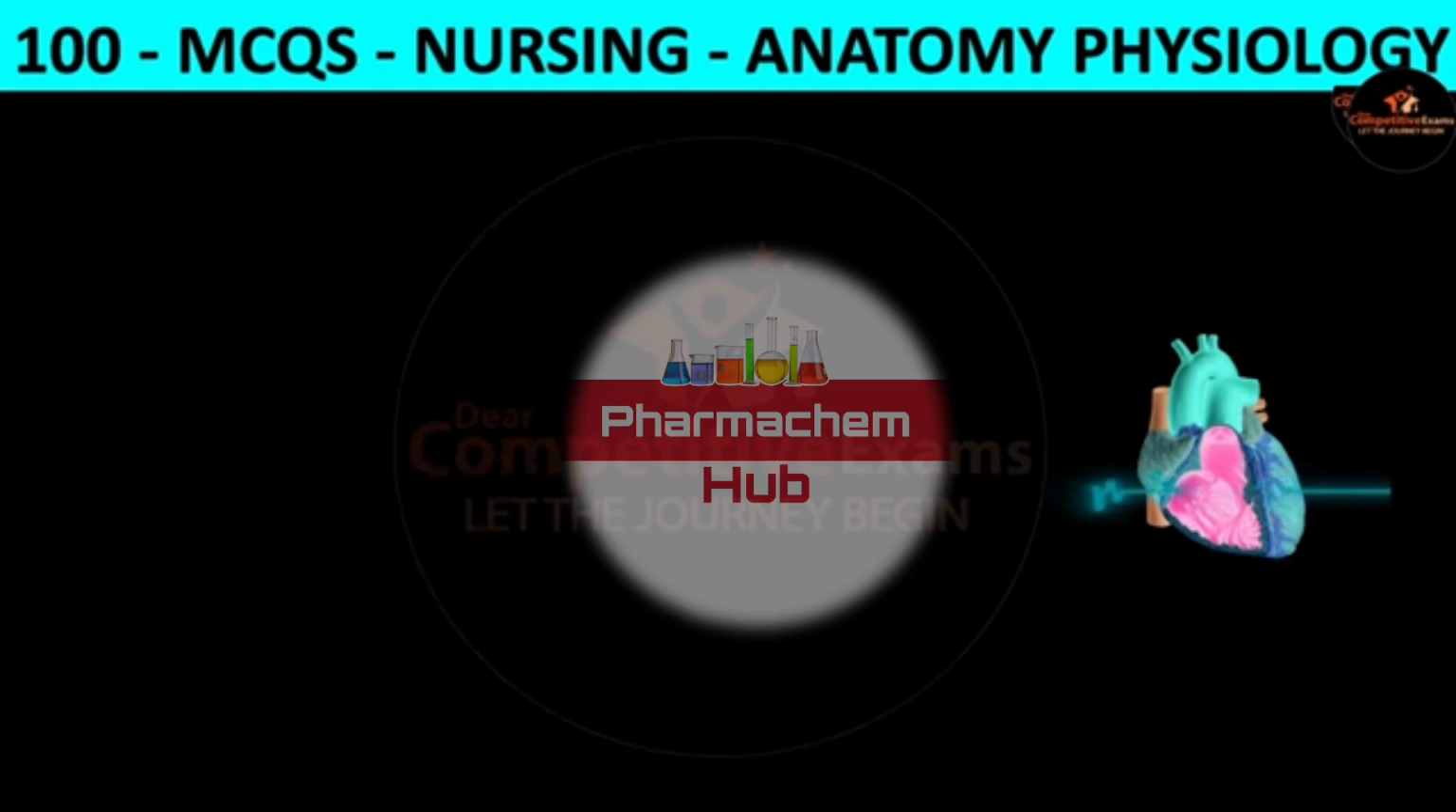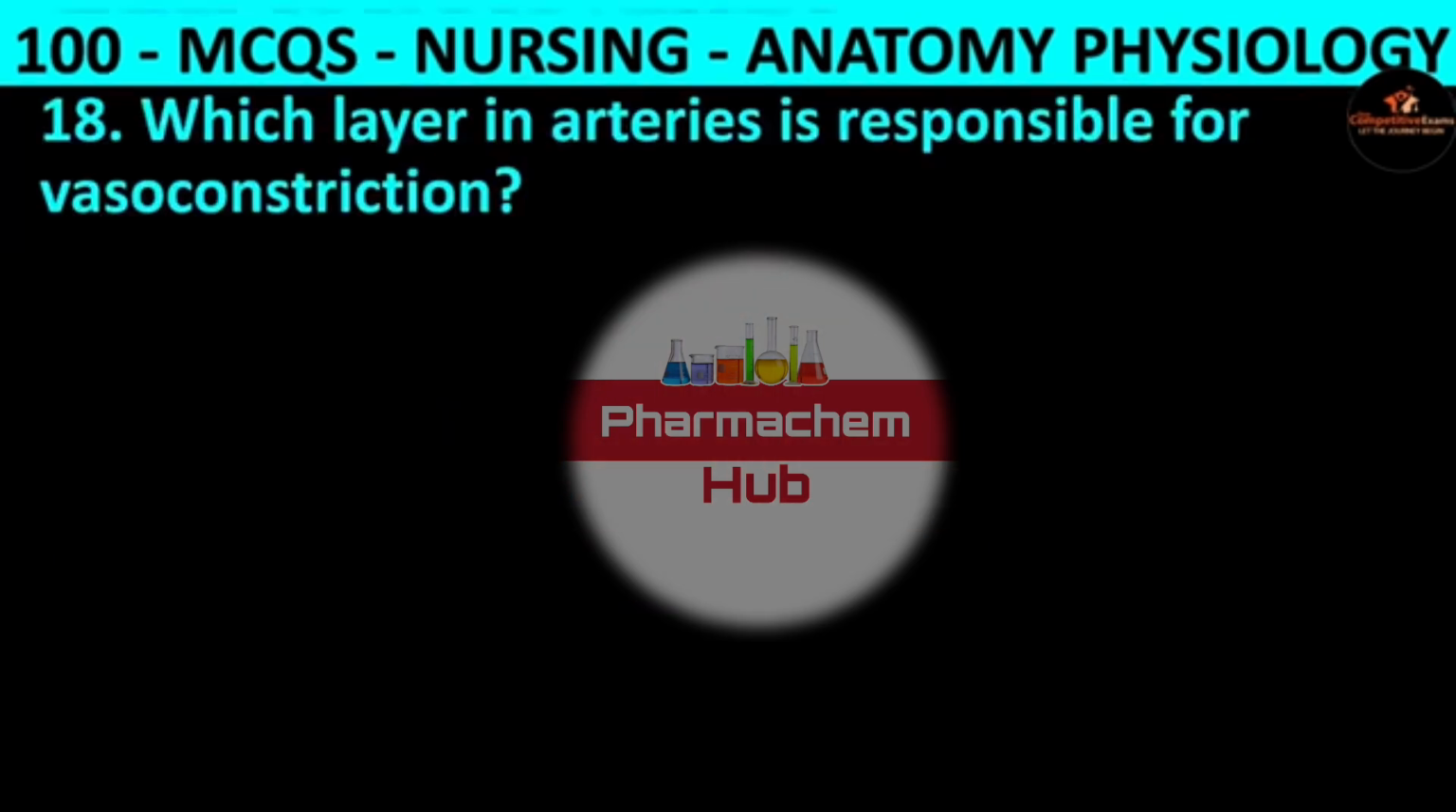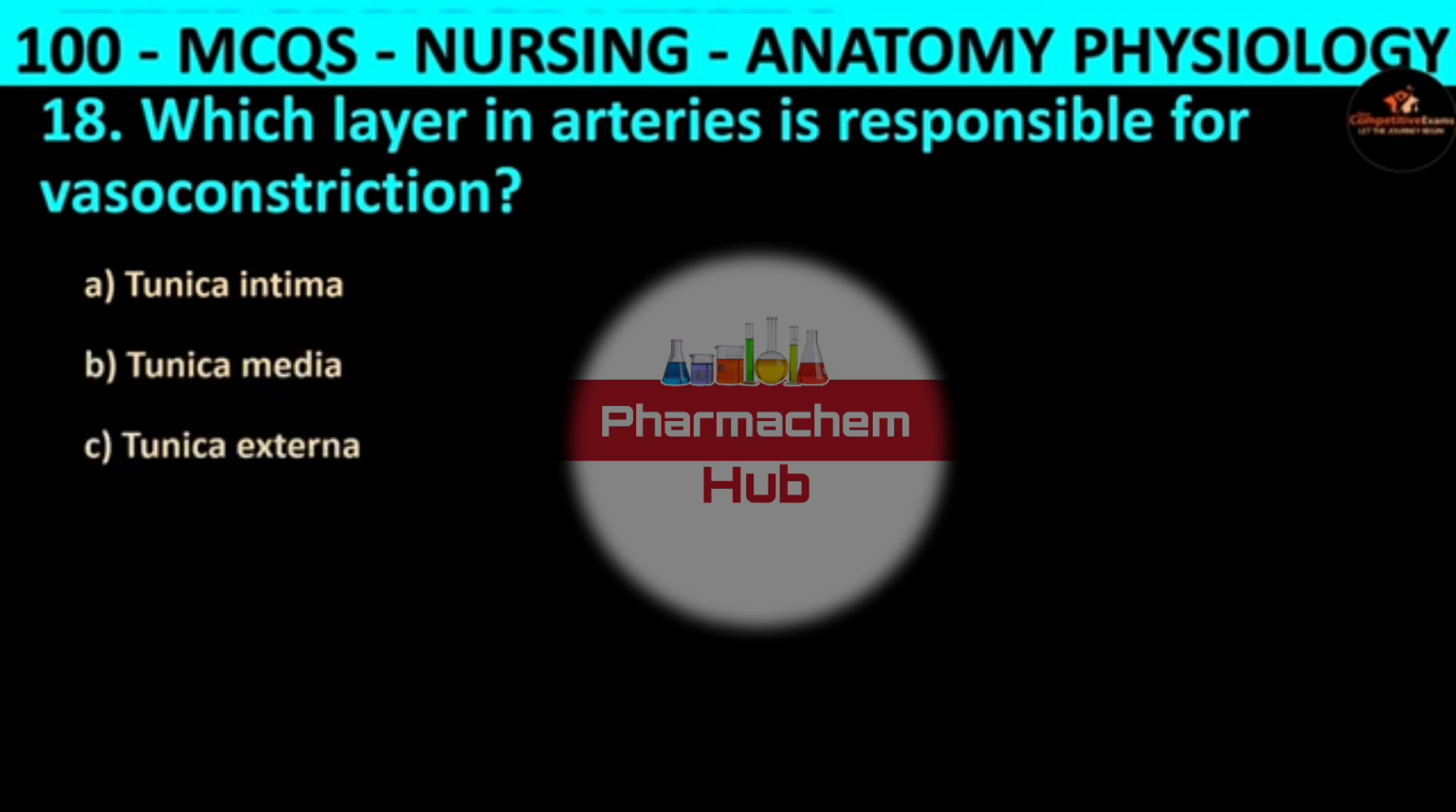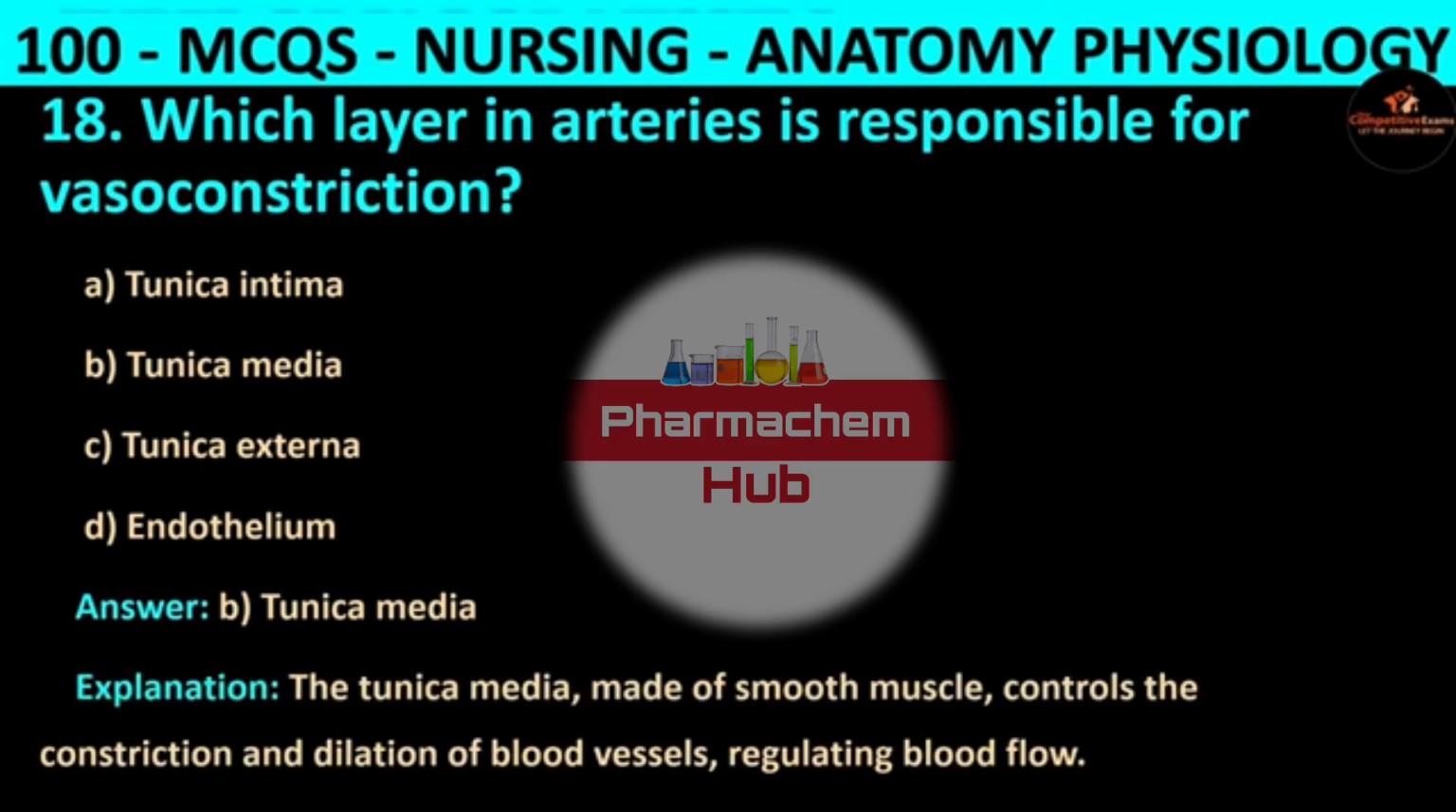Question number 18. Which layer in arteries is responsible for vasoconstriction? The options are tunica intima, tunica media, tunica externa, or endothelium. The correct answer is B, that is tunica media. The tunica media, made up of smooth muscle, controls the constriction and dilation of blood vessels, regulating blood flow.